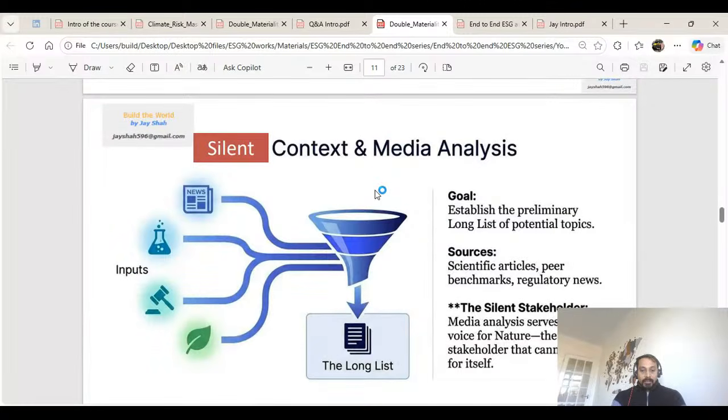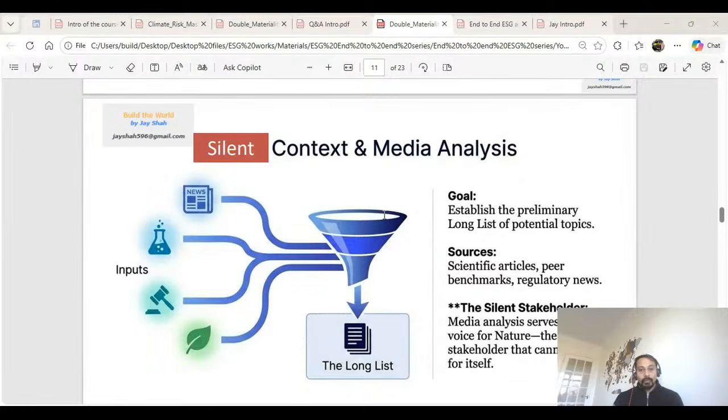Here for the context, I would always mention silent context and media analysis, which is very important. In silent context and media analysis, you have to consider silent stakeholders. Who are they? Nature. Nature cannot speak, but it can be visible that it is affected by our product or by our service. Then future generations cannot speak. If future generations, our kids and other kids, are coming up, they are not speaking right now because they might be affected. So you have to analyze those silent stakeholders like nature and future generations.